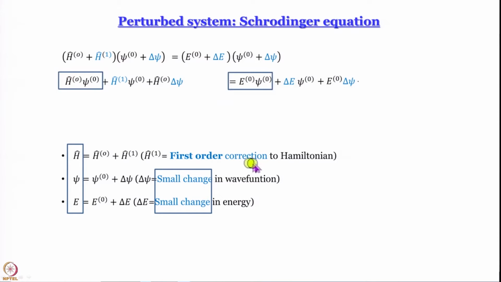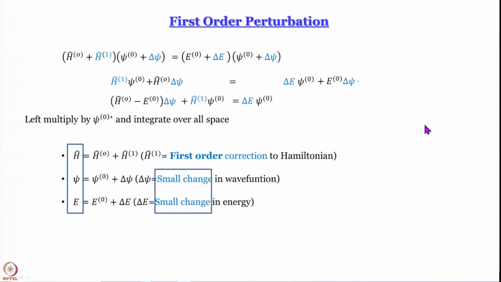We also said that H0th operating on psi 0th is the same as E 0th multiplied by psi 0th, because that is your Schrodinger equation for the unperturbed system. So, they cancel each other, we are left with H 0th minus E 0th operating on delta psi plus first order correction to Hamiltonian operating on psi 0th is equal to delta E multiplied by the unperturbed wave function.